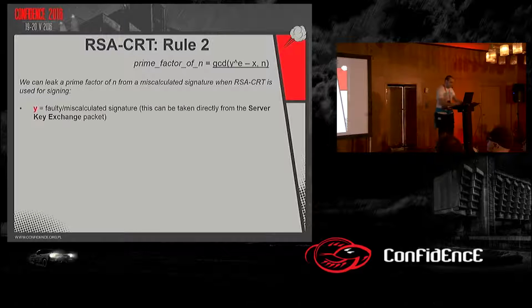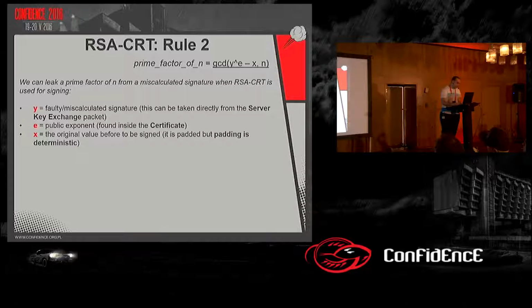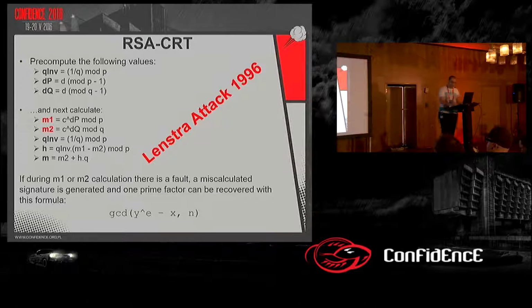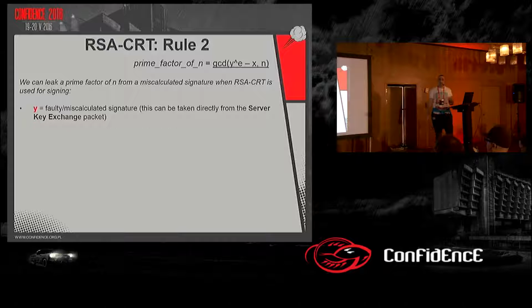Y is, as I can show you, the faulty miscalculated signature that we can take from the server key exchange message. E is the public exponent found inside the certificate. X is the original value before it's signed, and we know padding is deterministic, so the attacker can know that. And N is the public key that we can find inside the certificate. So basically, this is the original Lenstra attack discovered back in 1996.